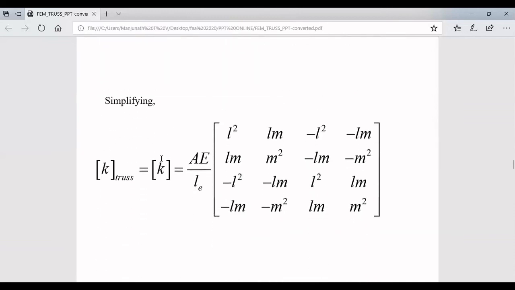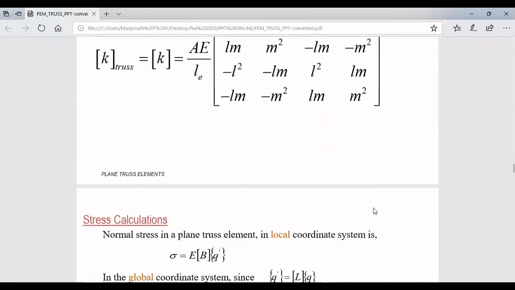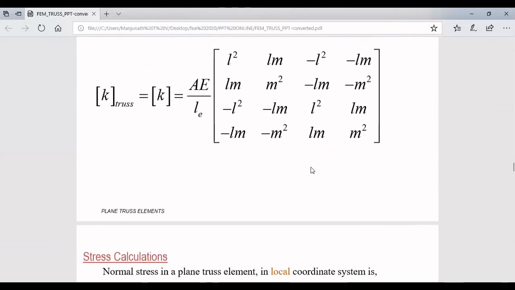Then finally we get the truss elemental stiffness matrix, which is equal to AE by LE times [l square, lm, minus l square, minus lm; lm, m square, minus lm, minus m square; minus l square, minus lm, l square, lm; minus lm, minus m square, lm, m square]. This is the elemental stiffness matrix for the truss element.